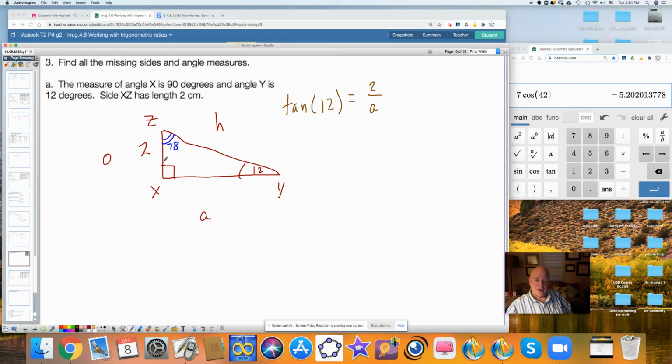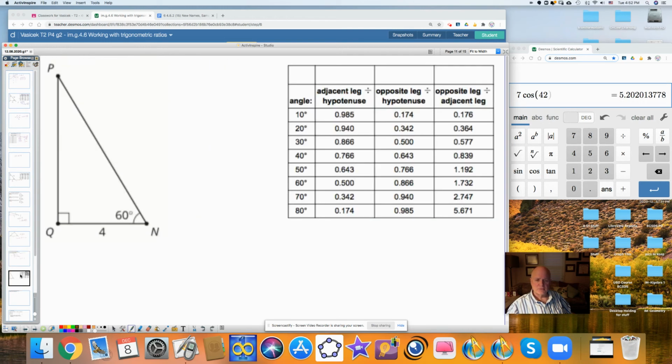To go the opposite divided by the hypotenuse, I would say opposite over the hypotenuse, that's sine. The sine of 12 is equal to 2 over h. So I can plug these in the calculator and solve them. I'll let you do that.